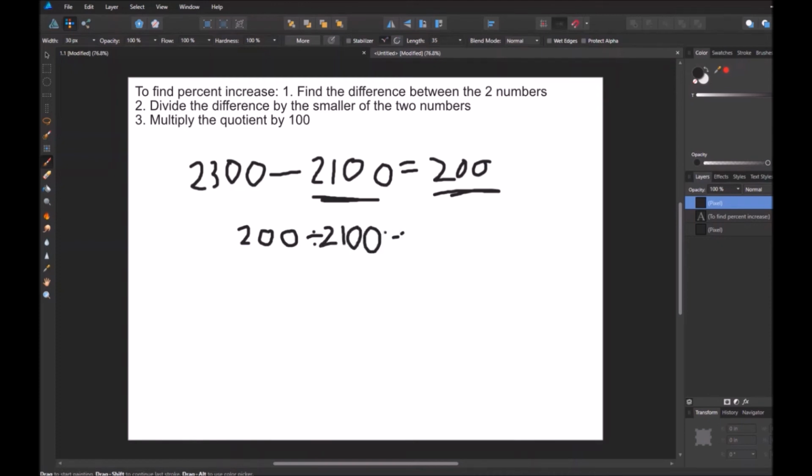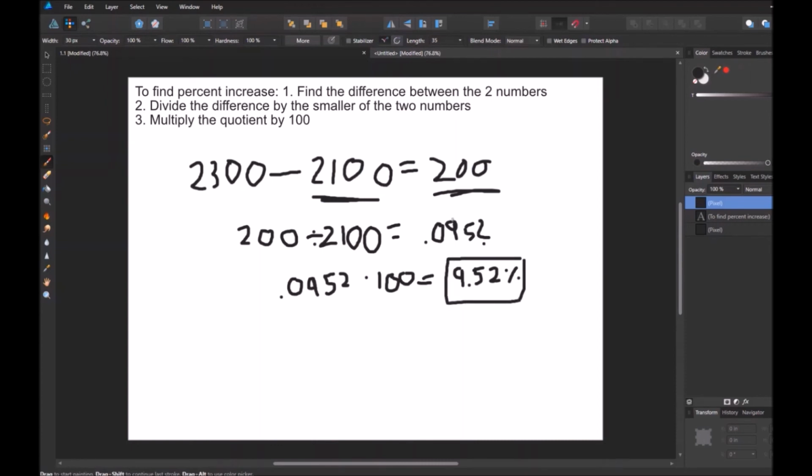And feel free to use a calculator for this. 200 divided by 2100 is 0.0952. I always go out to 4 decimal spaces, but your teacher might want you to do differently. So now we have to multiply that by 100. So we multiply 0.0952 by 100, and we get 9.52. So between 2000 and 2004, the average cost of a 30-second TV spot for the Super Bowl increased by 9.52%.